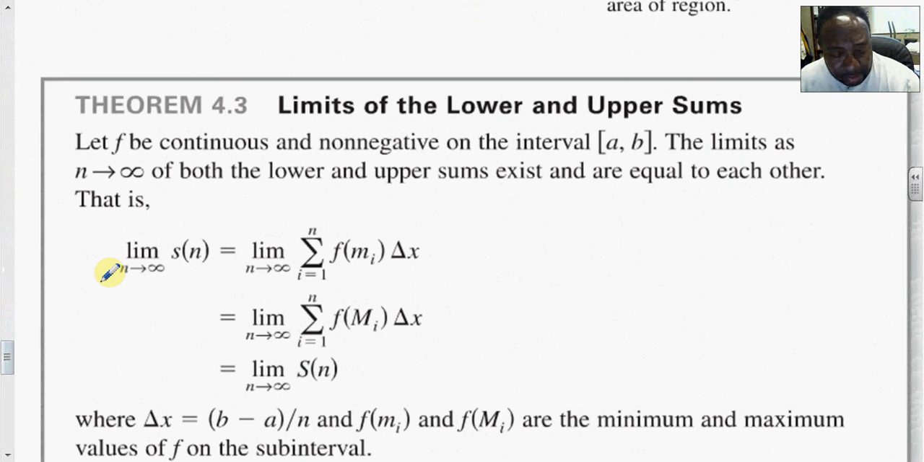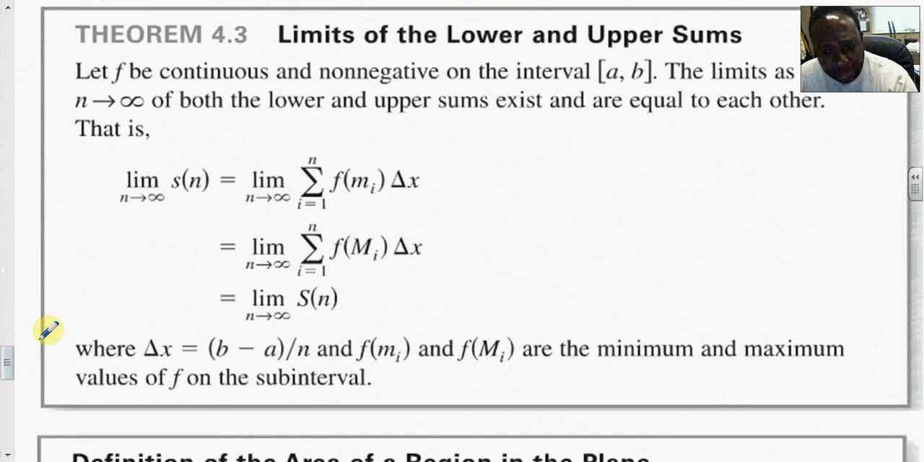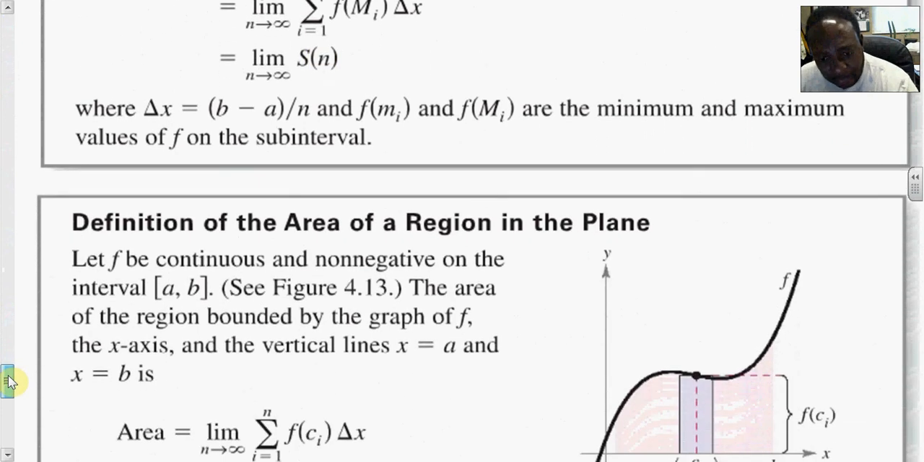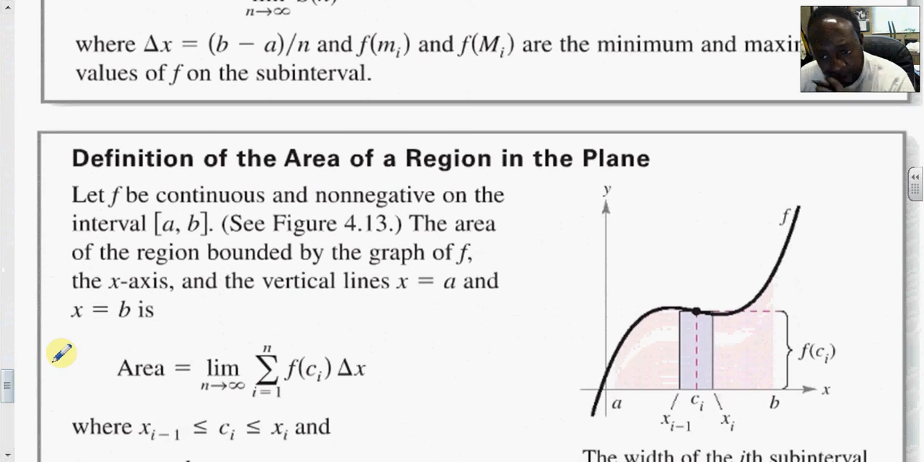Just take the limit of little s sub n, and then to get the upper sum, we take the limit of capital S sub n. By the squeeze theorem, we can force, by the limiting process, that we get the same limit. Thus, the area in the middle must be the same as well. And so we give now the definition for the area of the region of the plane. That is the area under the curve.